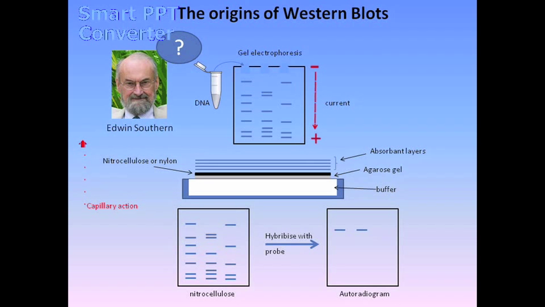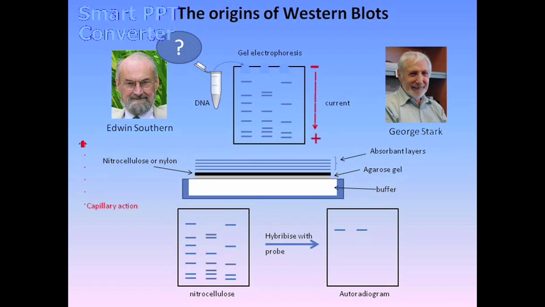In 1977, gene expression analysis ascended dramatically when George Stark and his colleagues replicated the configuration of Southern's transfer apparatus in an effort to transfer cellular RNA to chemically activated cellulose paper. This technique was named Northern blotting.